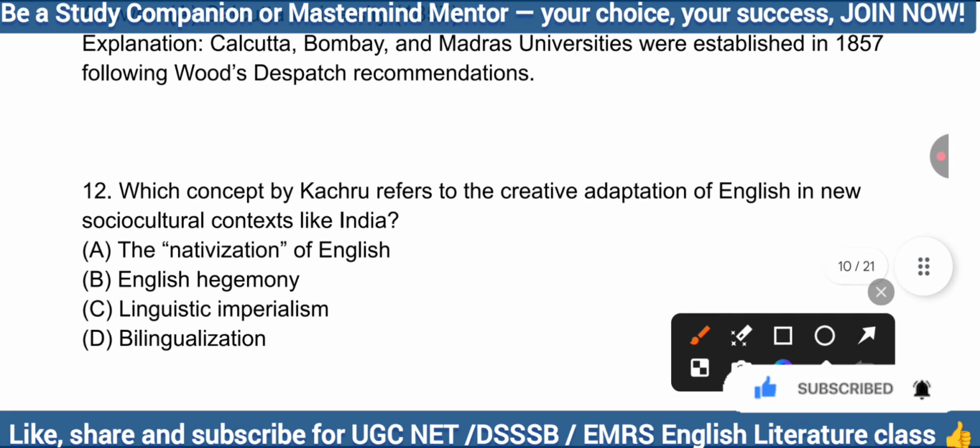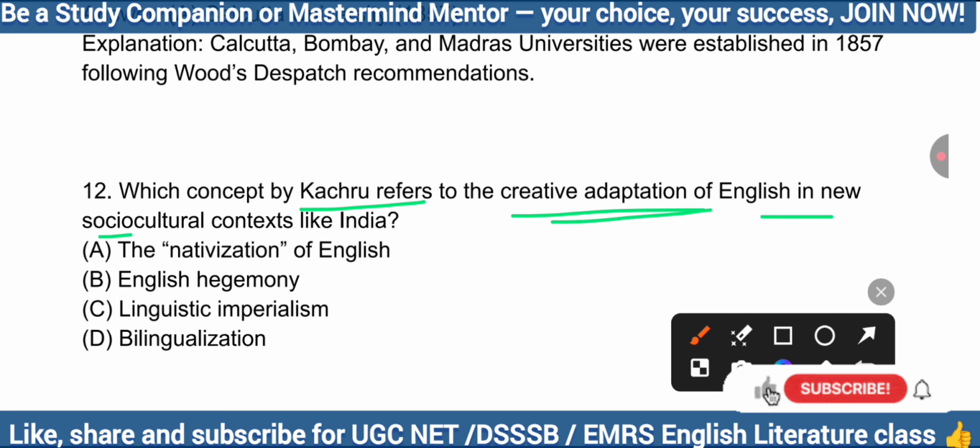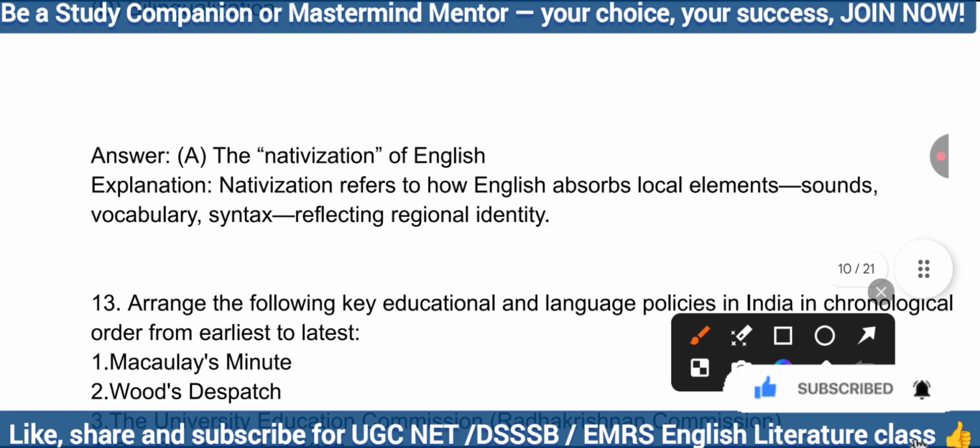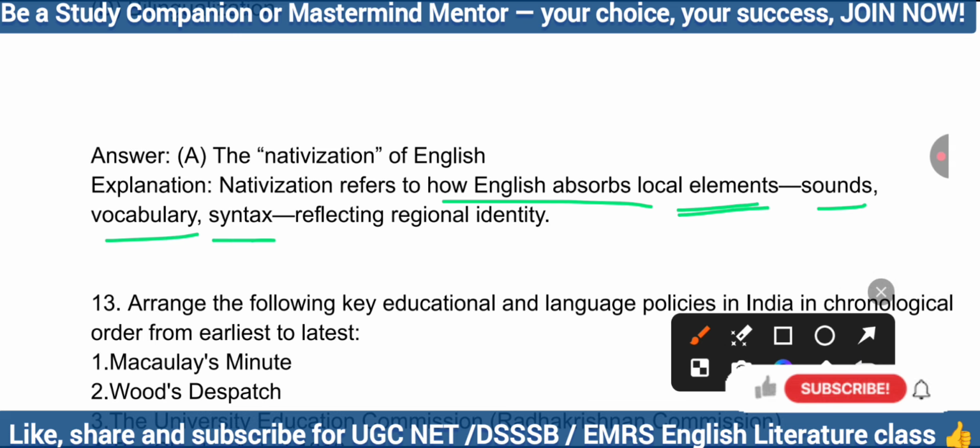Next one we have: which concept by Braj B. Kachru refers to the creative adaptation of English in new sociocultural contexts like India? The nativization of English, English hegemony, linguistic imperialism, bilingualization. So it is option A, the nativization of English. Nativization refers to how English absorbs local elements, sounds, vocabulary, syntax, reflecting regional identity. So this is the correct answer.